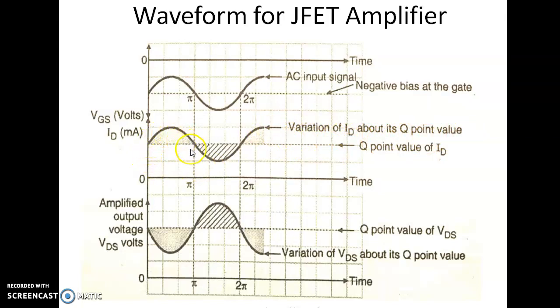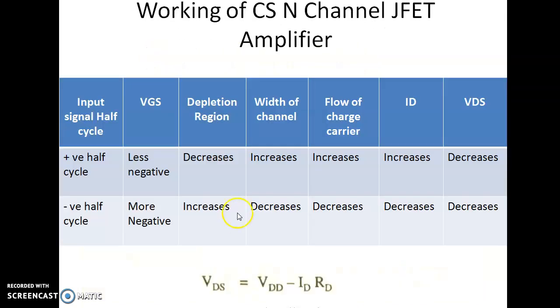The signal is changing like this, and we are getting at the output terminal, that is the drain terminal of the n-channel junction field effect transistor, the amplified output voltage VDS. For the positive half cycle of the AC input signal, we are getting the negative half cycle in the output voltage, but the signal is amplified. During the negative half cycle of the input signal, we are getting the positive half cycle of output voltage, but the signal is again amplified. So we have to see the actual working.